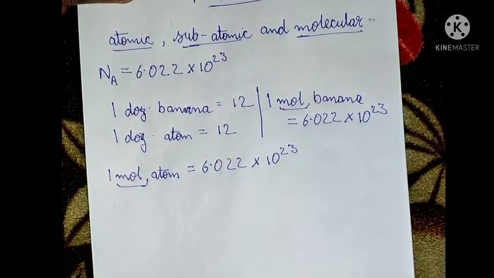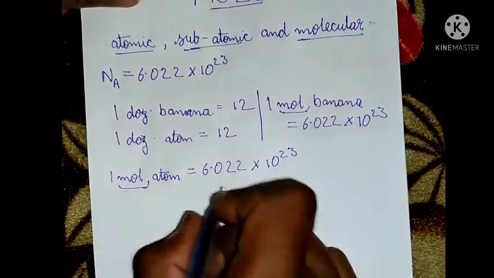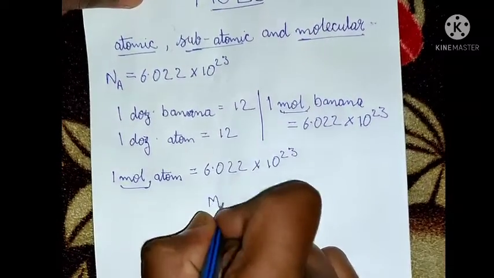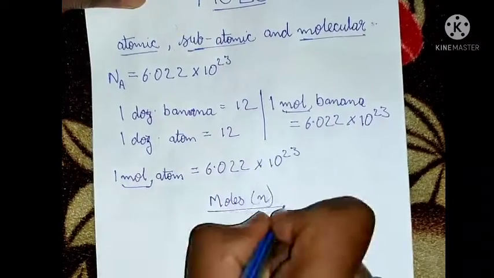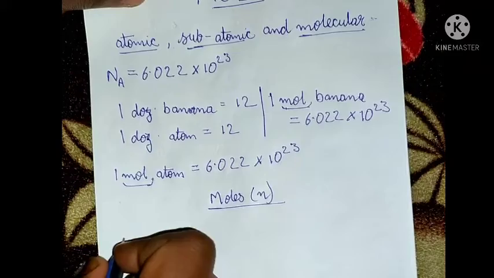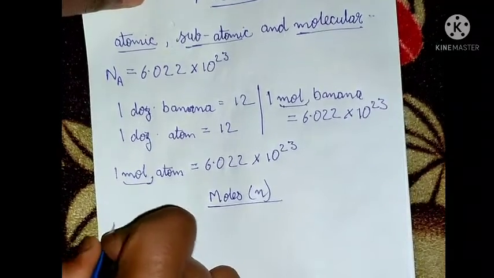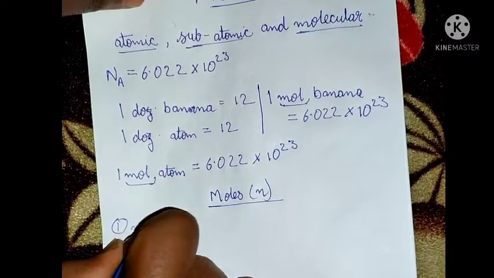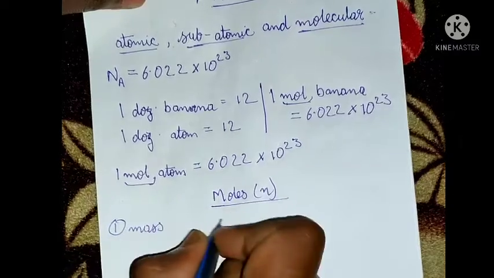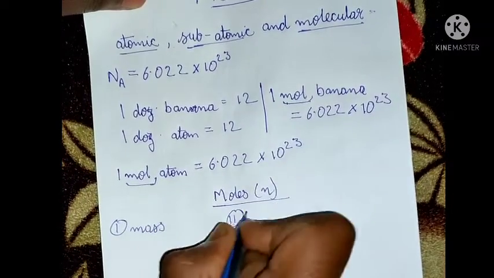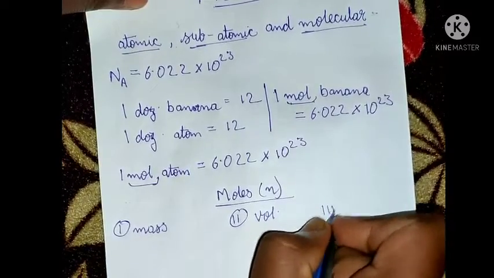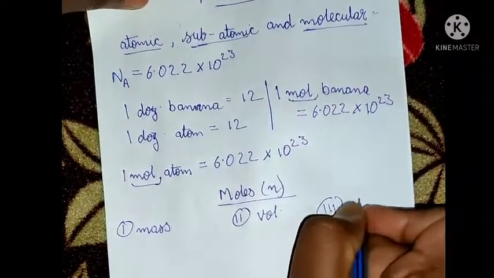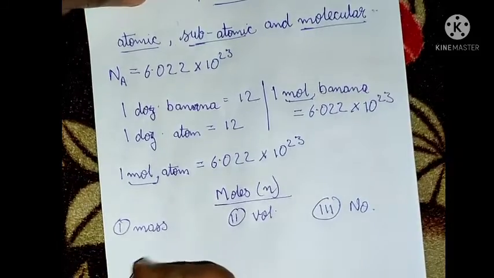Okay, now let's see how we are going to find the number of moles of a substance. Let's say I am denoting moles with N. So there are 3 methods by which we can find moles of a substance. First one, by using the mass of the substance. Second one, by using the volume of the substance. And third one, by using the number of entities of the substance.